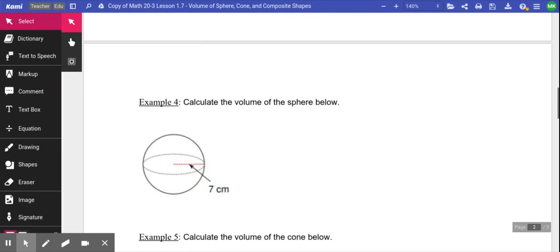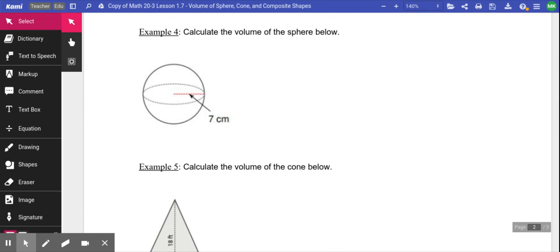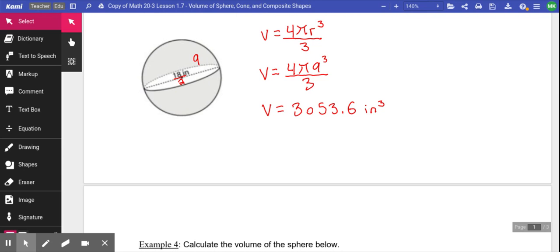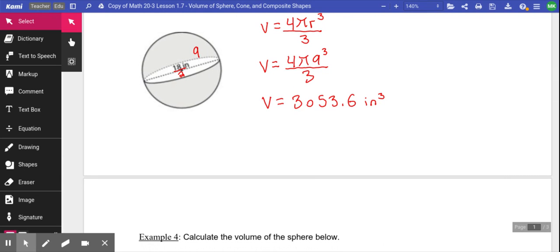All right, last sphere. I want you to try the last sphere on your own. So go ahead, calculate it. I'll throw the answer up so you can check to see if you're right or wrong. You're just following the formula, so it's basically punching in the formula, making sure it's right.